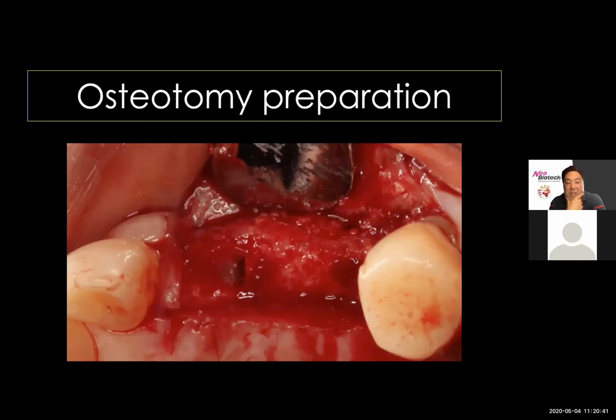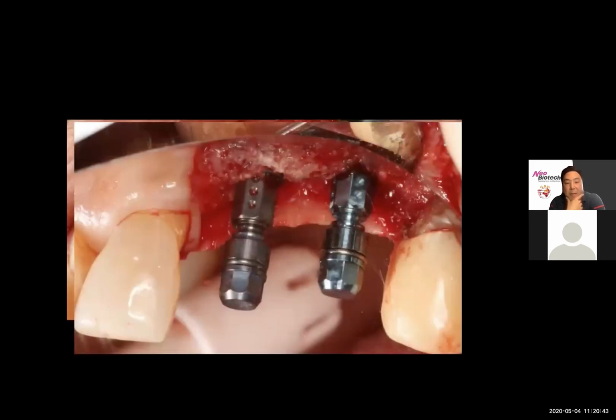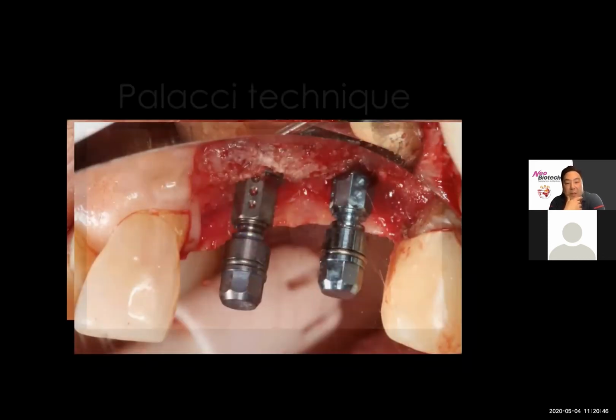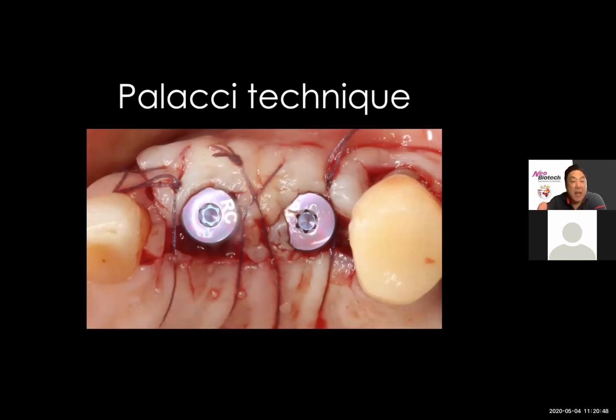So here are my osteotomy preparations, implant fixtures placed, and healing collars. You can see how I was able to bring over the flap to the facial, and because I had good primary stability, I wanted to place healing collars to treat this as a one-stage approach.